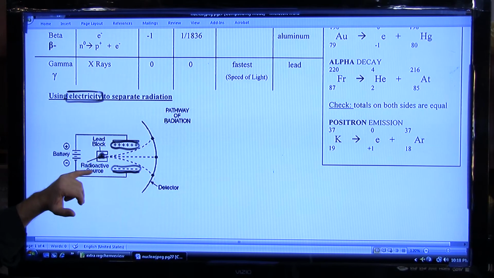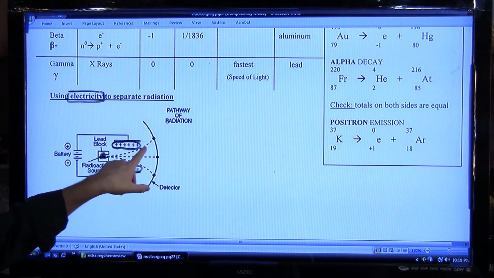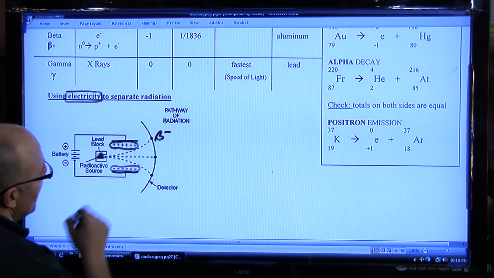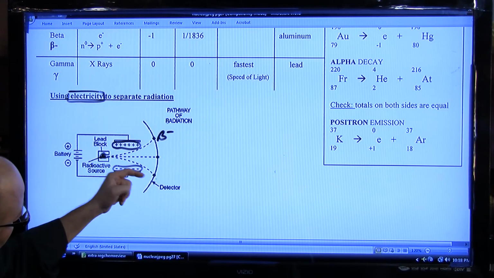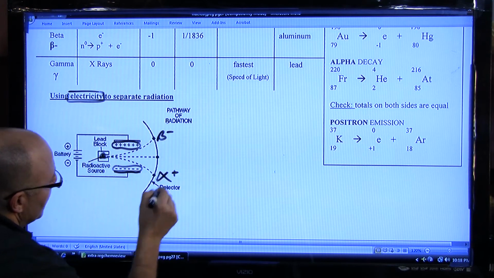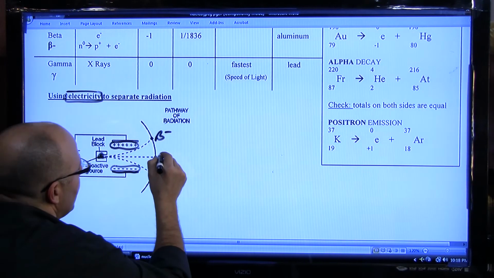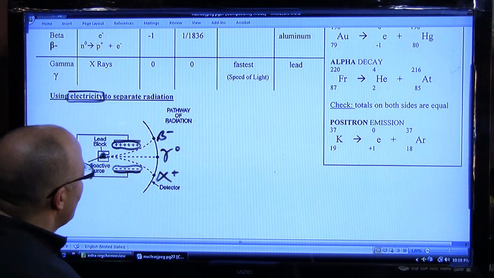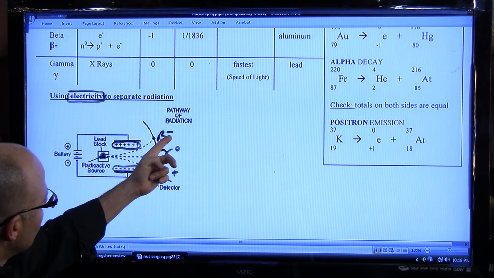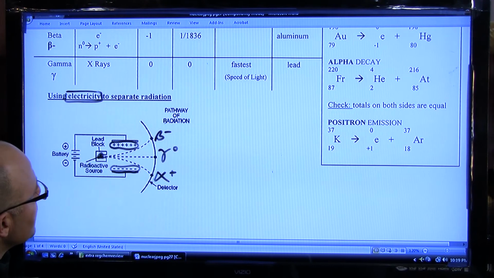So then, because opposites attract, the beta particles are going to be attracted towards the positive plate. The alpha particles will be attracted towards the negative plate. And the gamma rays, because they have no charge, will be undeflected. So again, just emphasizing their charges here: beta negative, alpha positive, and gammas with no charge.